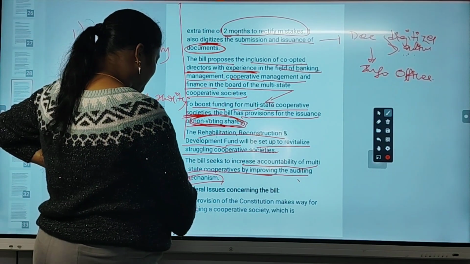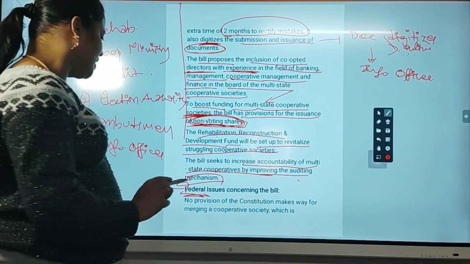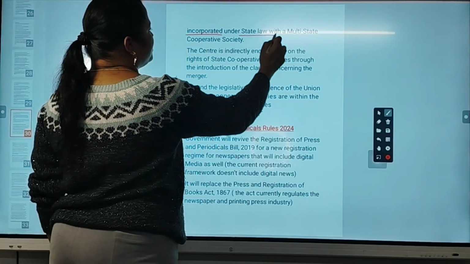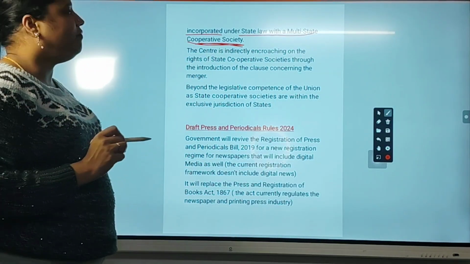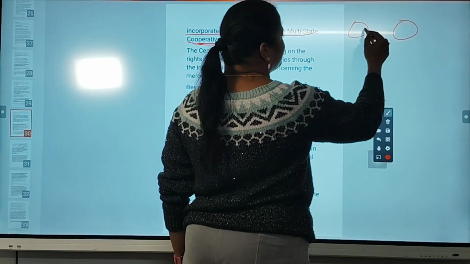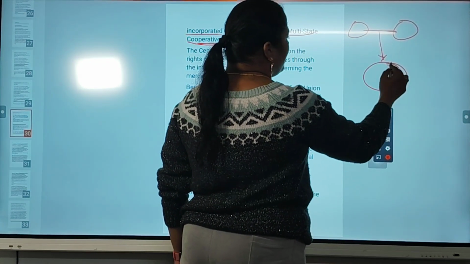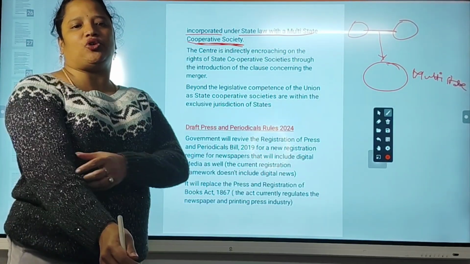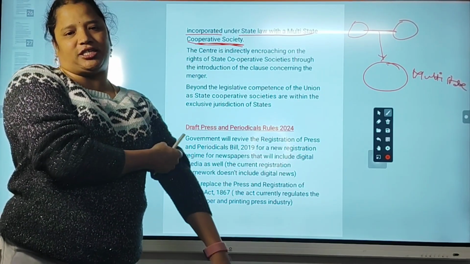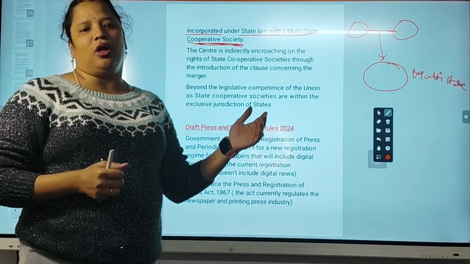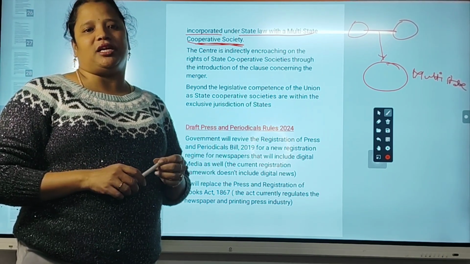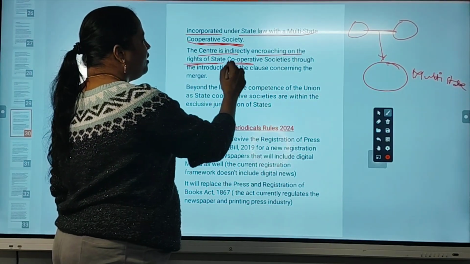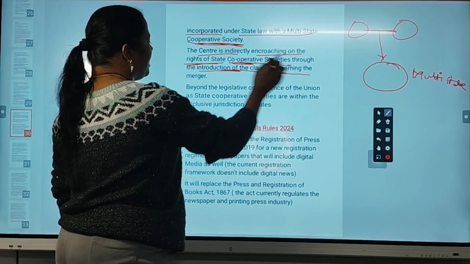Okay, so federal issues concerning the bill. What are the federal problems arising here? No provision of the constitution makes way for merging a cooperative society incorporated under state law with a multi-state cooperative society. So we discussed that different state cooperative societies can be merged and can give rise to a big multi-state cooperative society. There is no constitutional provision for this. Even though there is no constitutional provision regarding merger of multi-state cooperative societies, the center wants to interfere in the operations of multi-state cooperative societies by this clause. Means the center is indirectly encroaching on the rights of state cooperative societies through introduction of the clause concerning the merger.